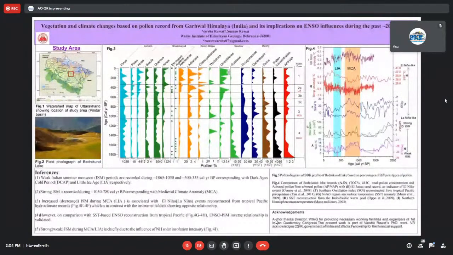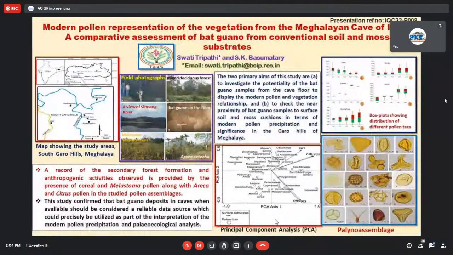Moving on to the next presentation, by Dr. Swati Tripathi and Dr. Sadhan Kumar. The title of the poster is Modern Pollen Representation of India, a comparative assessment of bat guano from conventional soil and moss substrates. Over to Swati, please.